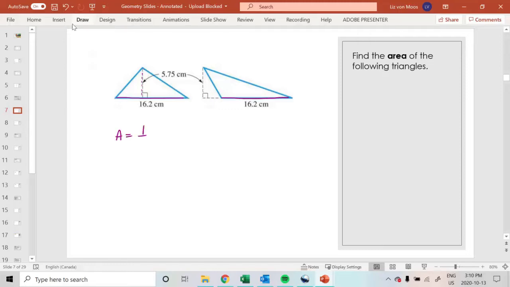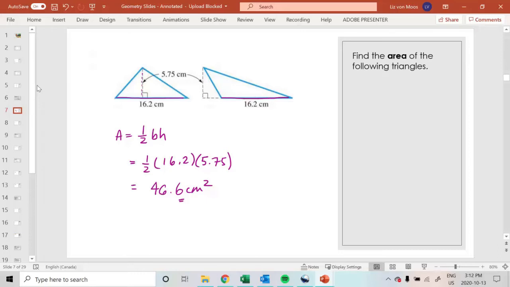The area we know is equal to 1/2 base times height. So I'll write the formula one more time and then fill it in. Base is given as 16.2 centimeters, and the height is 5.75, also centimeters. So 1/2 times 16.2 times 5.75 gives us 46.6 centimeters squared, and I've rounded that to the nearest tenth.